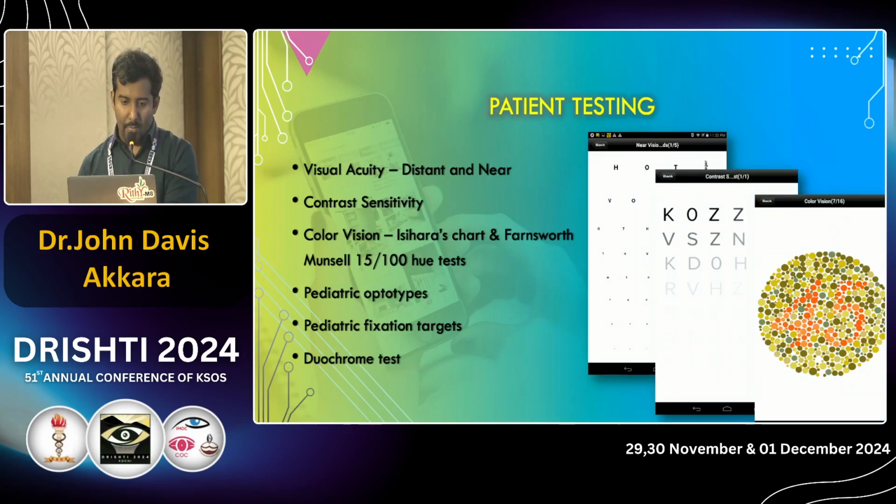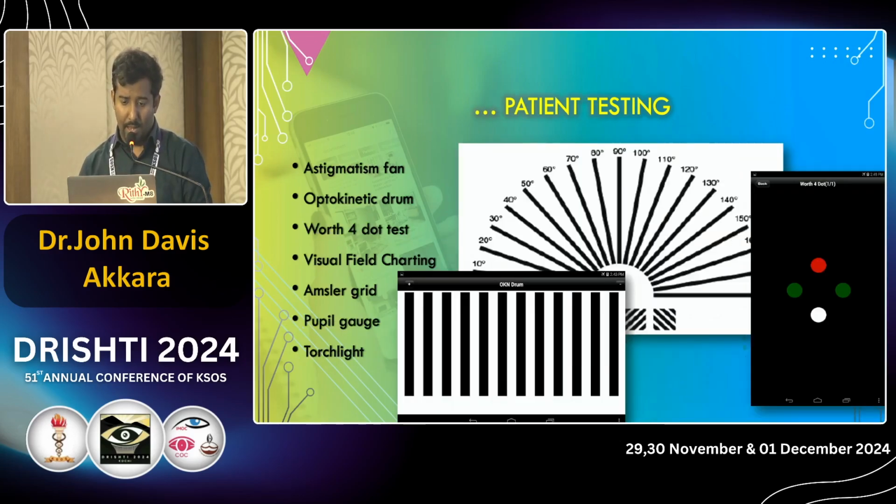So this app is having a lot of tests and calculators. So you look through this, you will have visual acuity, contrast sensitivity, color vision, pediatric optotypes, fixation targets, duochrome test, all of these in the same app. This is called the Eye Handbook. And you even have an optokinetic nystagmus drum, so you can have the Okain drum, and you can increase the speed of the chart moving, and you can look for optokinetic nystagmus.